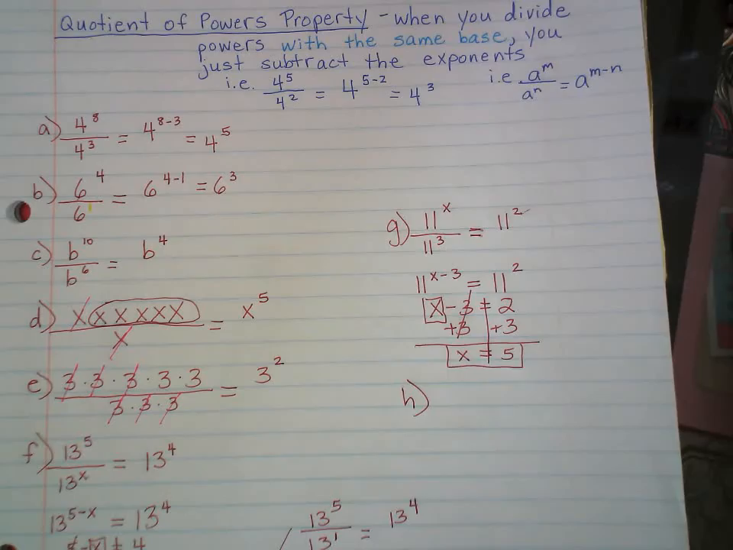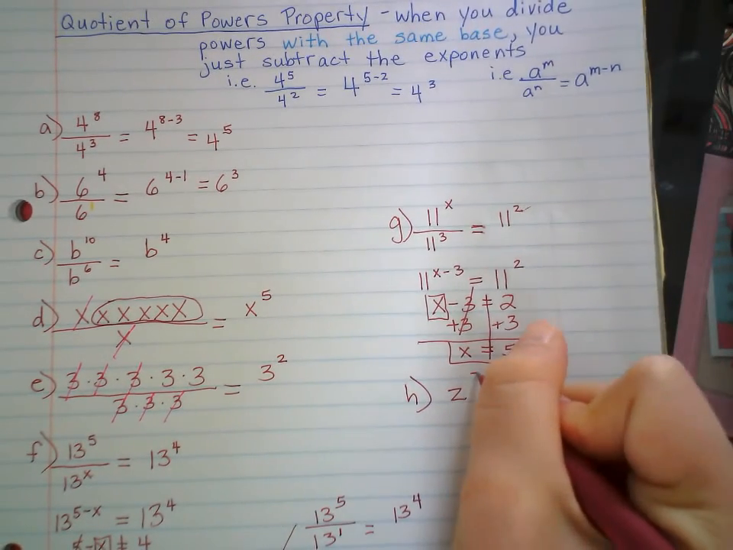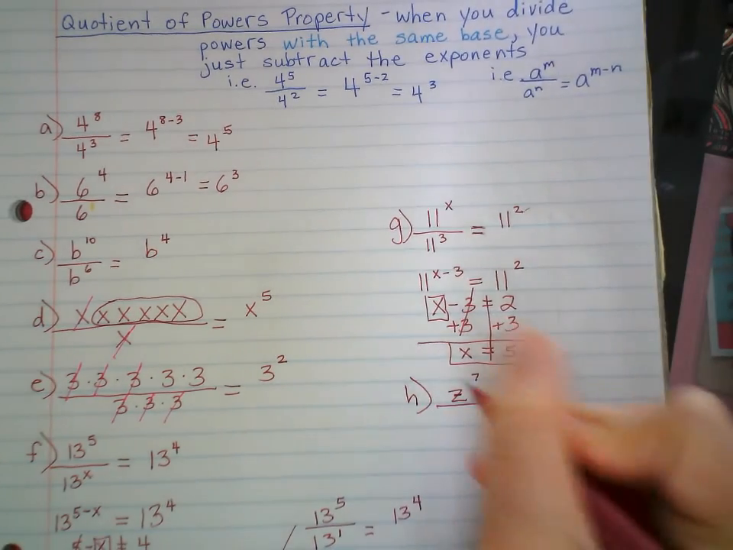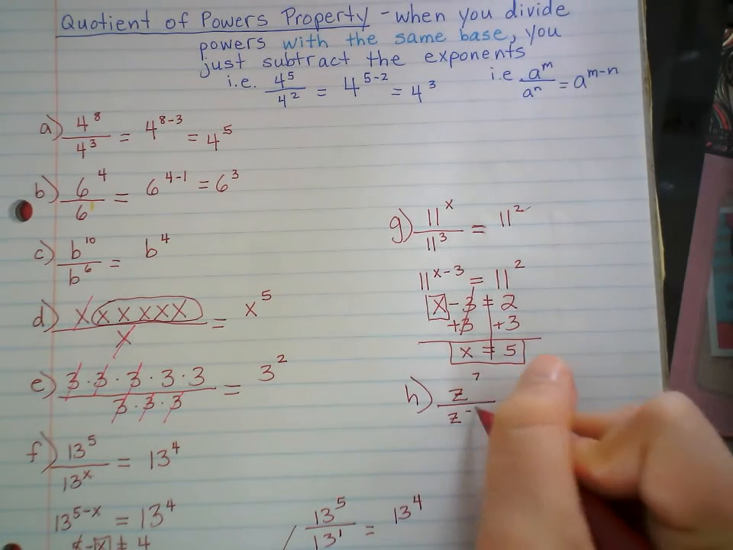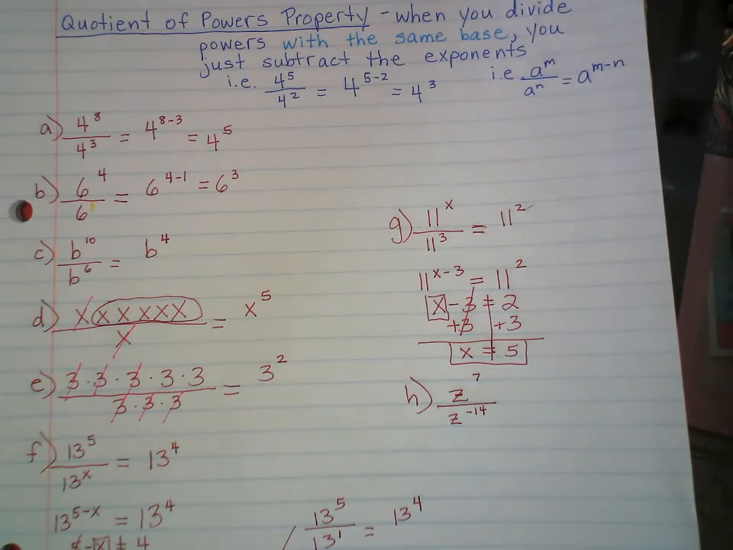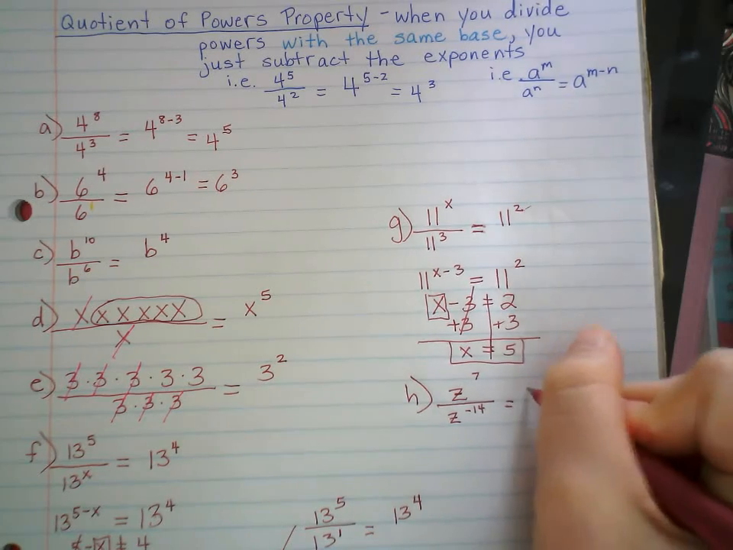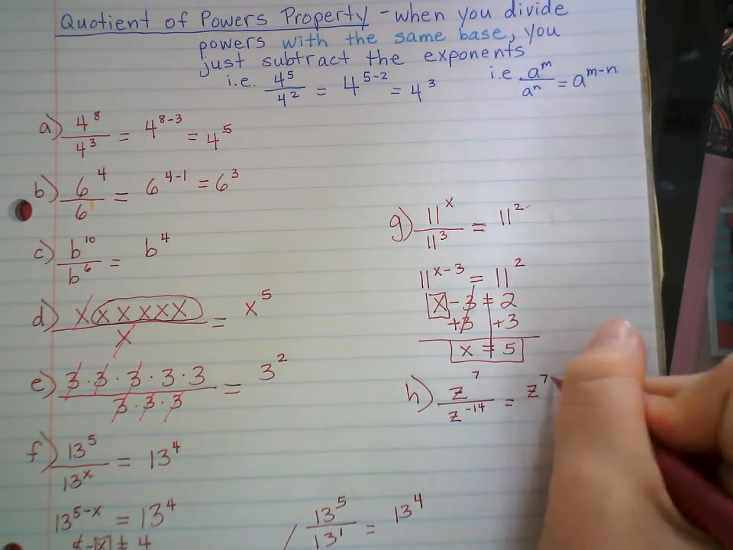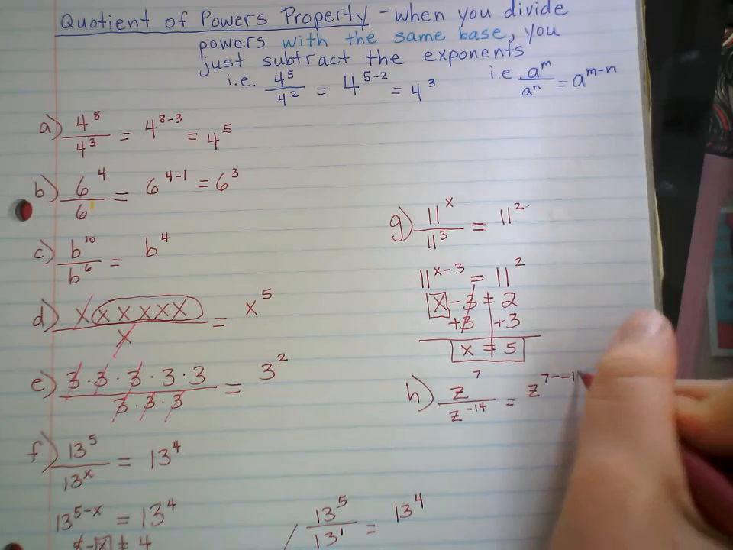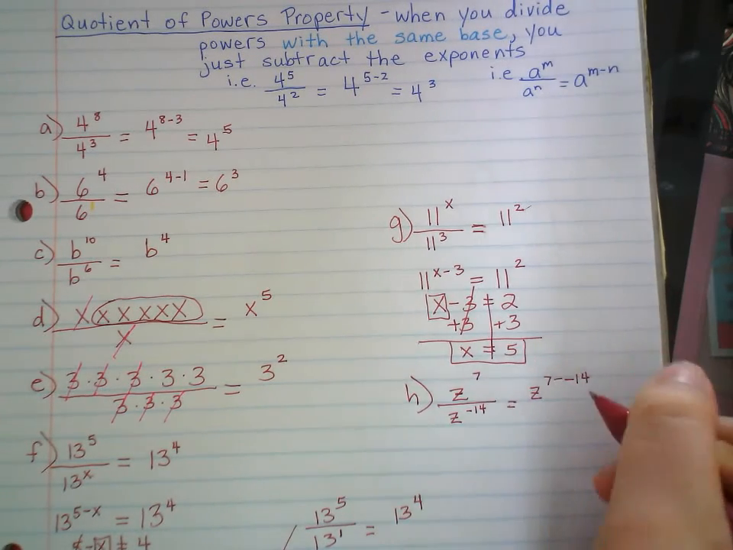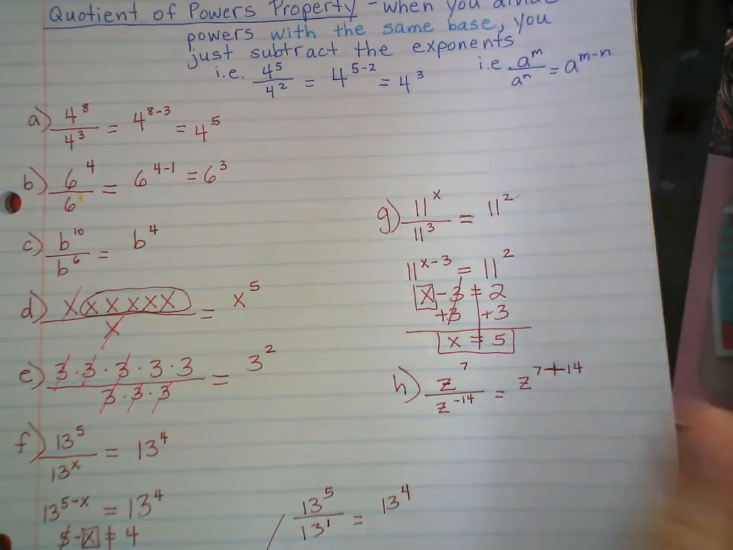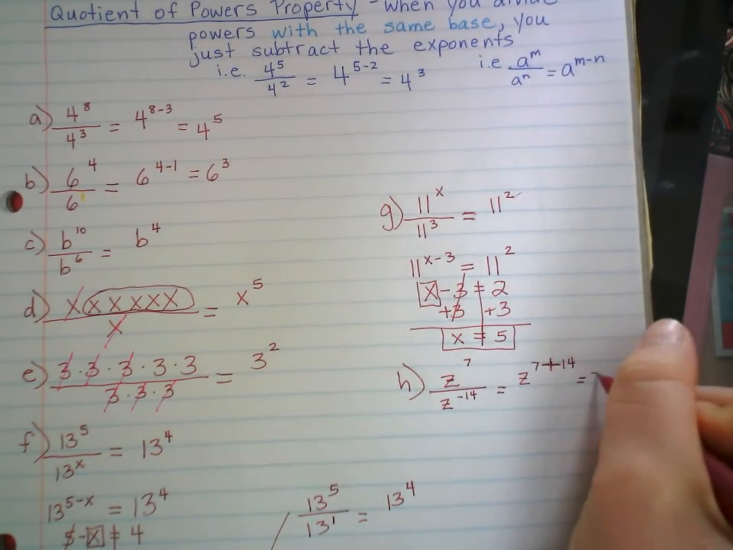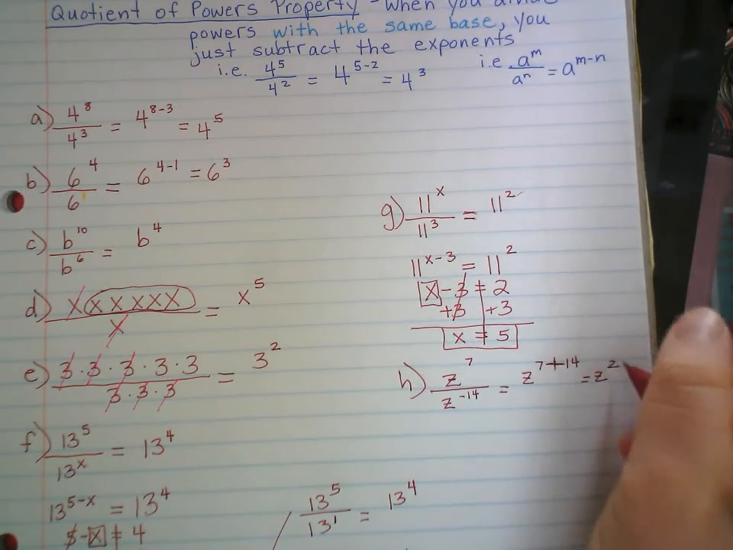Last example. Z to the 7th. I like to put the line there for math, so I don't think it's a 2. Over z to the negative 14. Same base, being divided, subtract the exponents. So it's z to the 7 minus negative 14. Don't let that trick you. Minus negative touching becomes a plus. So that's the same as z to the 7 plus 14, which is z to the 21.